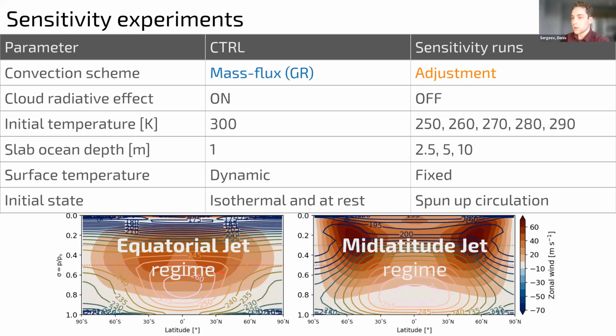The equatorial jet regime with strong superrotation at the equator, and the mid-latitude jet regime with, as it says on the tin, two mid-latitude jets and weaker superrotation at the equator.